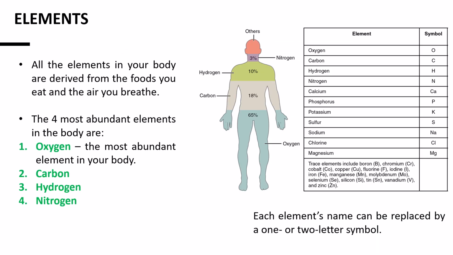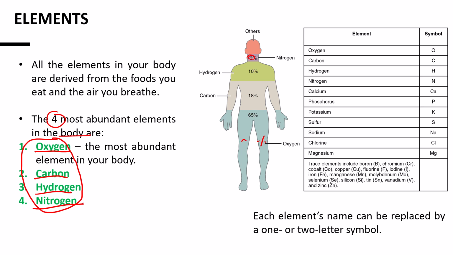This slide is important. Notice here that we have the 4 most abundant elements in the human body. Those 4, in order of greatest proportion, are oxygen, followed by carbon, hydrogen, and nitrogen. If you sum all these 4 elements together, they make about 96% of all the elements that compose the human body.